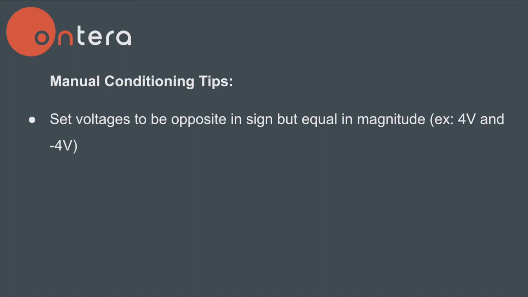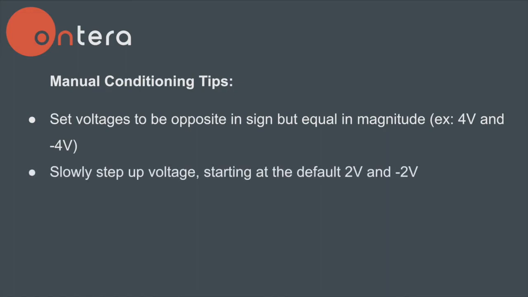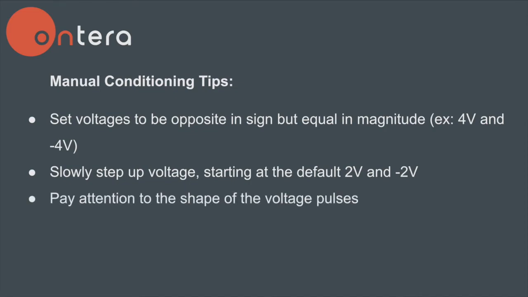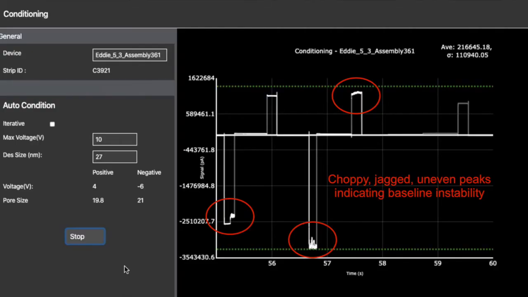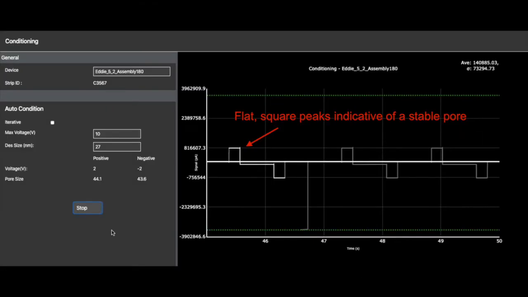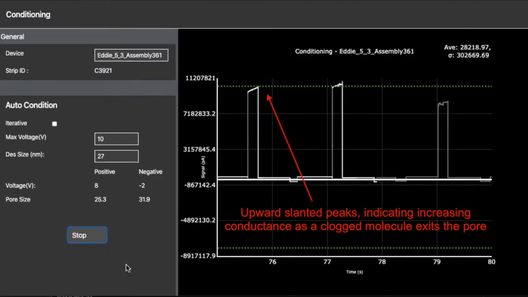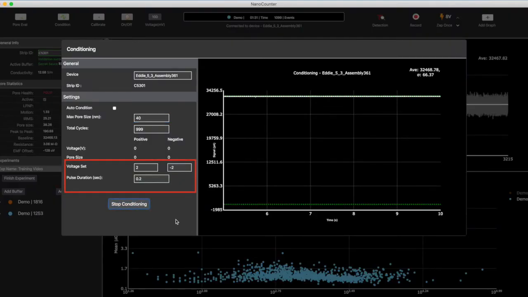To unclog pores, you will want to slowly step up voltage until you are confident that the pore is clear or the stop size is reached. It is important to pay attention to what the voltage pulses look like. An unstable pore will most often have pulses that are jagged and asymmetric. A stable pore will have flat, square pulses. If the conductance through the pore is increasing, indicating that the clogged molecule is exiting the pore, the peaks will have an upward slant. Start off at 2 volts on each side.